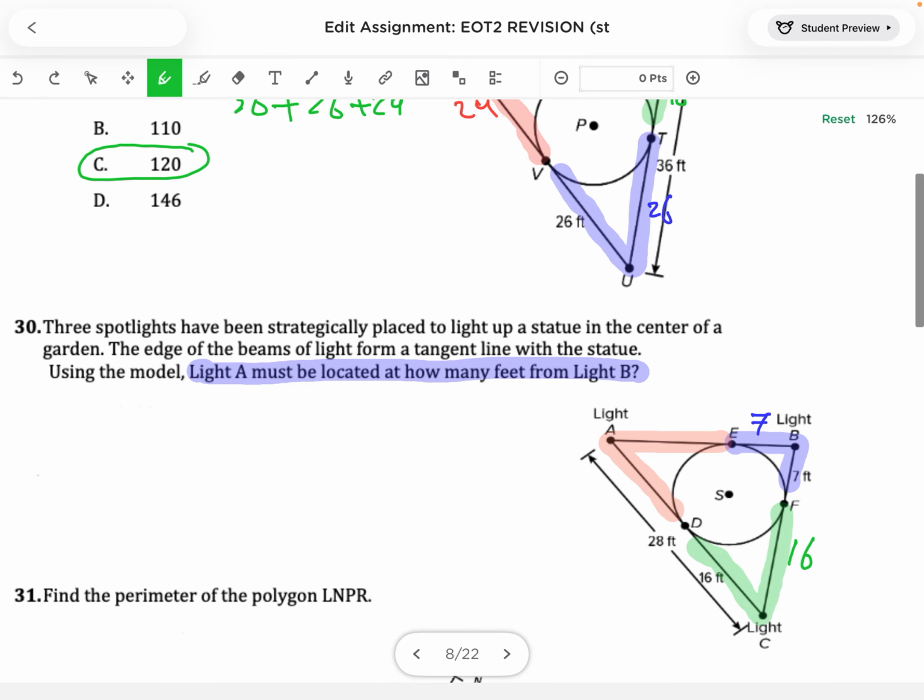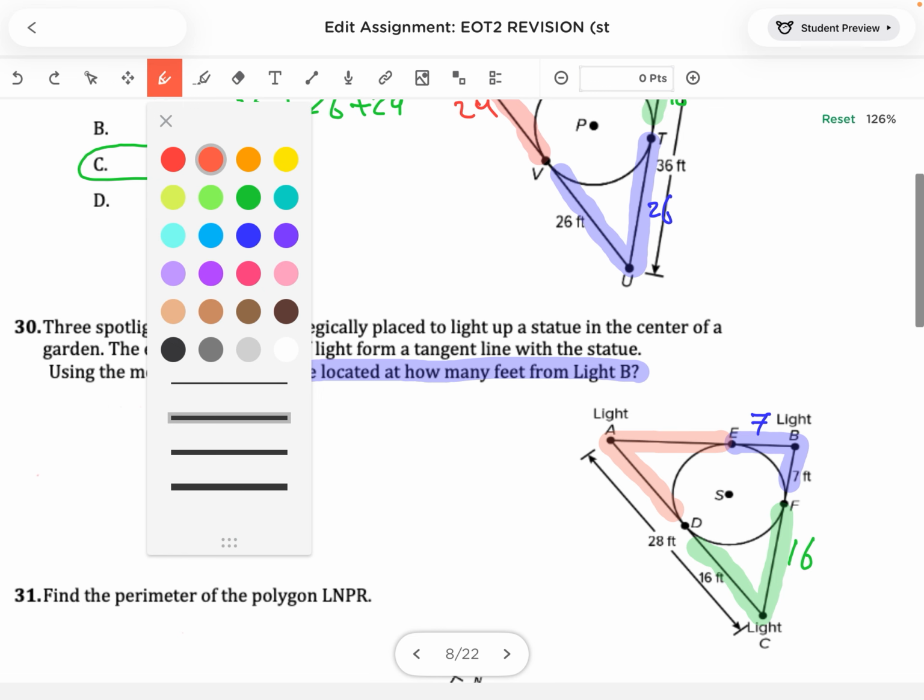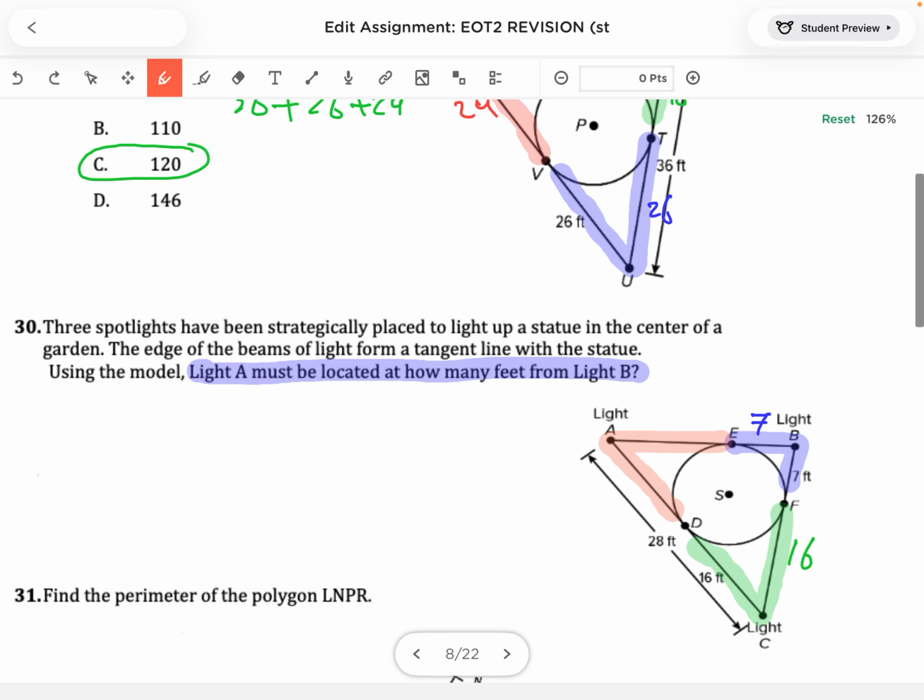16. And the pink one is 28 minus 16, which is 12. So this is 12 and this is 12. So the distance is 12 plus 7, which is 19.